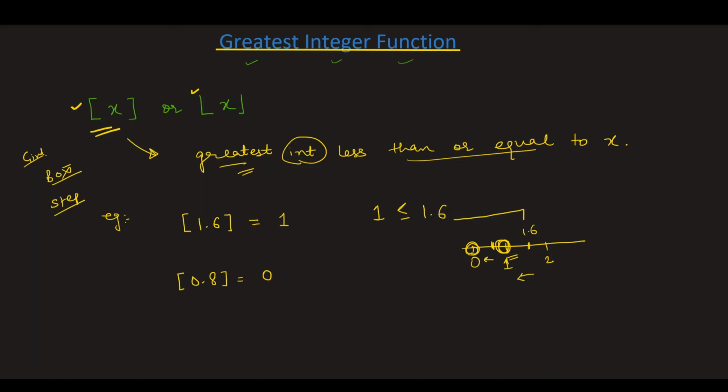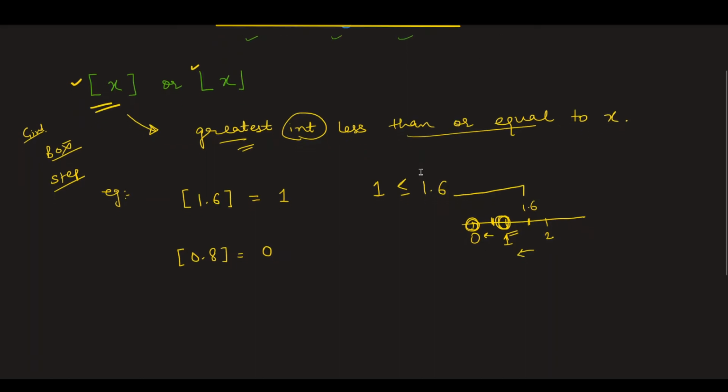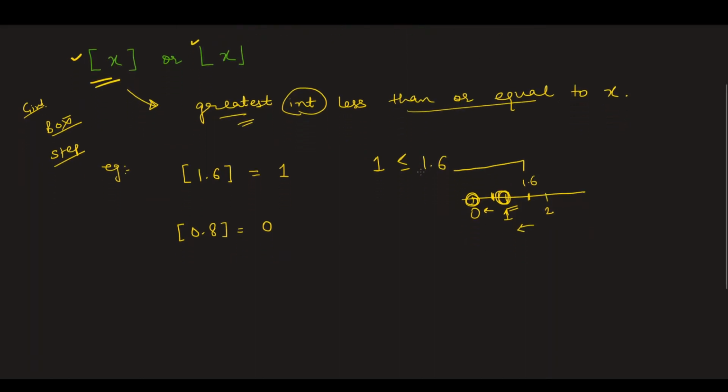If we say gent of 0.8, then it will be 0, because 0.8 will be somewhere here, and going left, 0 is the first greatest integer. If we say 2.3, then it will be just 2, because 2 is the greatest integer less than or equal to 2.3. But gent of 3 would be 3, because 3 is itself an integer, and 3 is less than or equal to 3. So this equality comes into the picture in the case of integers.